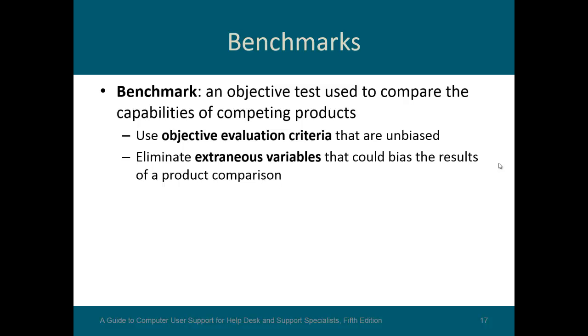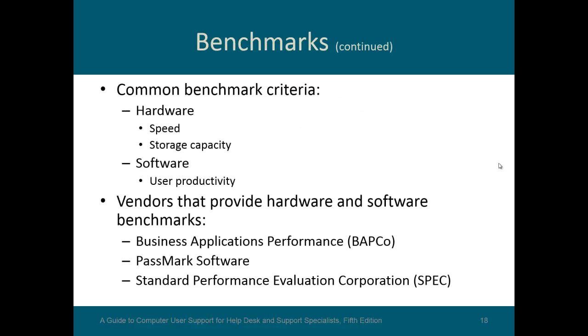So different things we can benchmark: hardware, speed, storage capacity. With software, could be user productivity. And there's a lot of different software out there. For PC performance, Passmark is the big one. There's business application performance stuff and that kind of thing, but it all depends on what you're benchmarking. Most of the time, you can do benchmarking without buying expensive software.